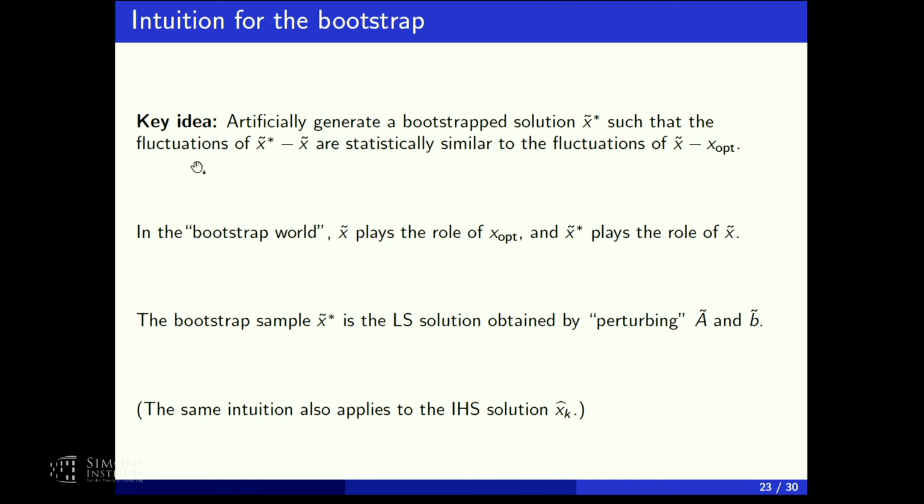Okay, so we have this intuition for the bootstrap that we're generating pseudo samples. In the least squares case, a nice idea to keep in mind is that you can think of the bootstrap as doing something in a parallel universe, where the original sketch solution is playing the role of the true exact solution, and the bootstrap is constructing this perturbed, scuffed up version of the sketch. And if the difference between the scuffed up version of the sketch and the sketch is statistically similar to the fluctuations of the actual error variable, then that's a way of thinking about whether the bootstrap is doing its job.